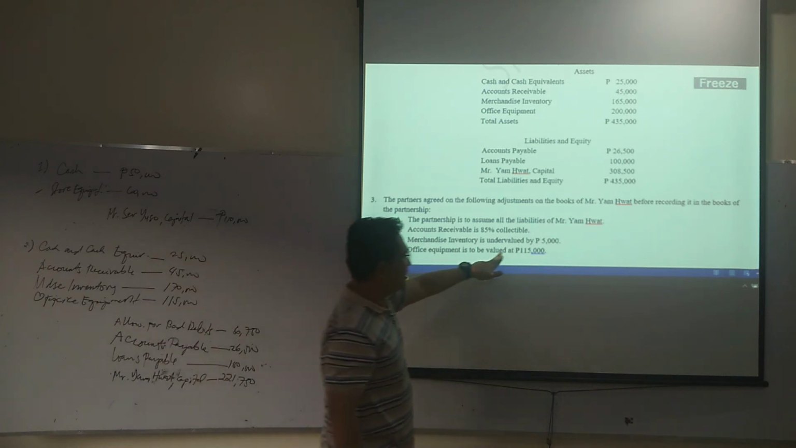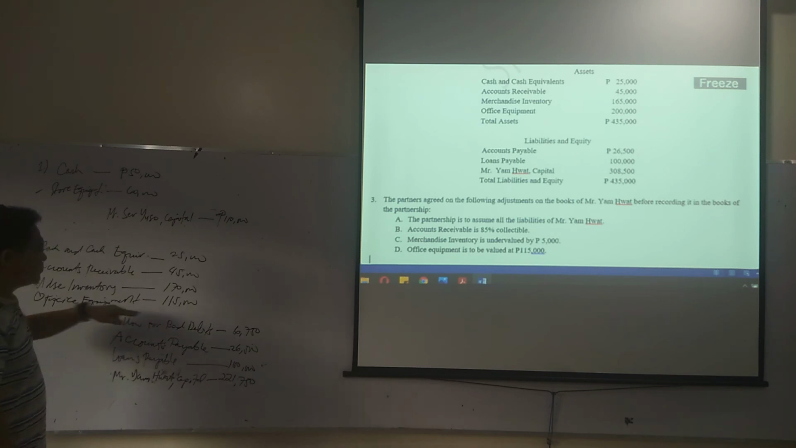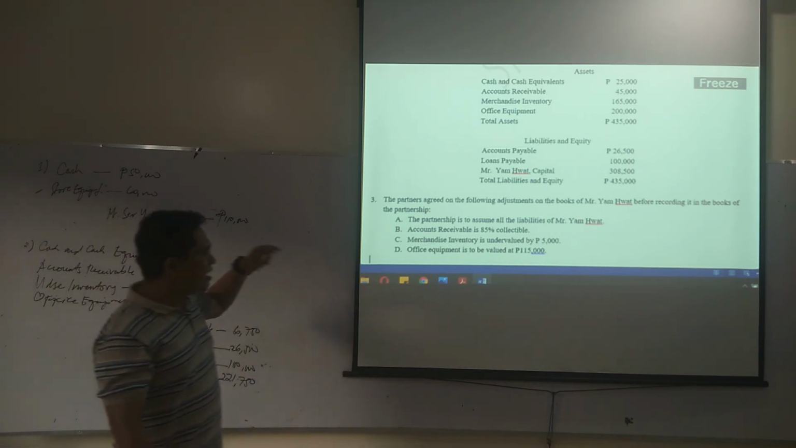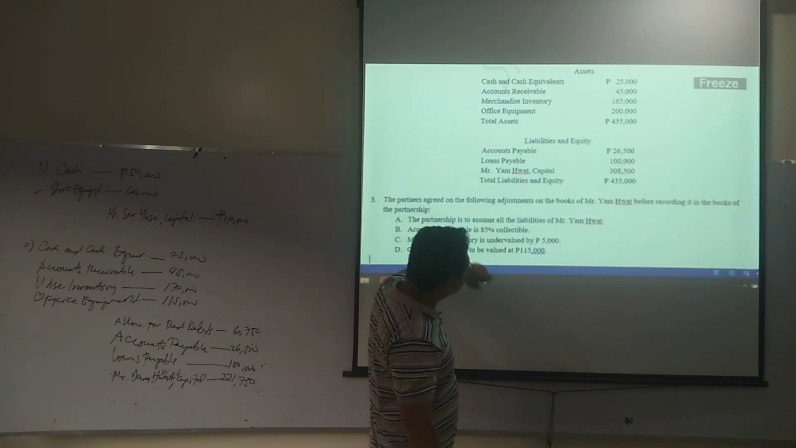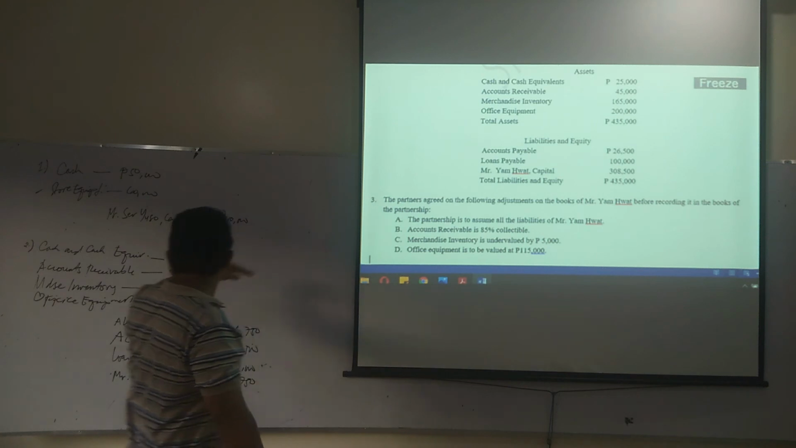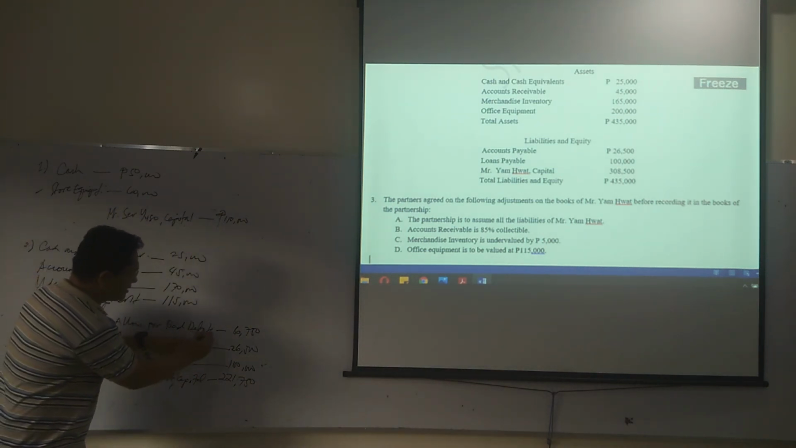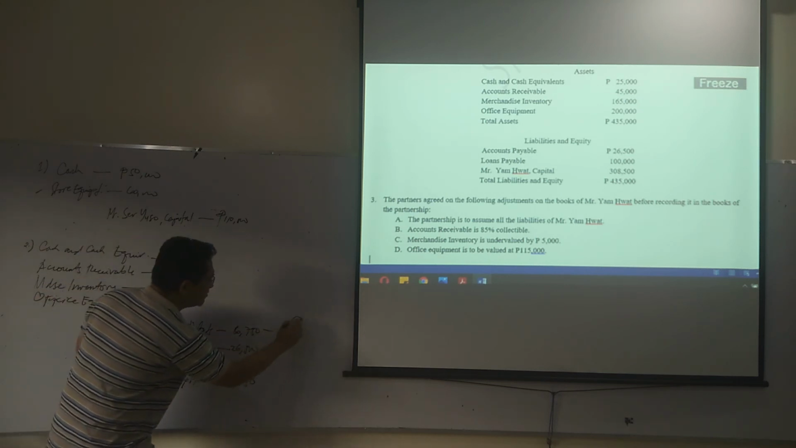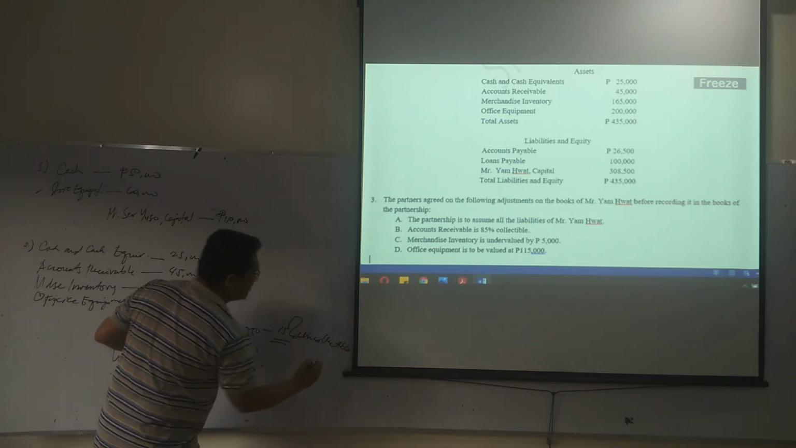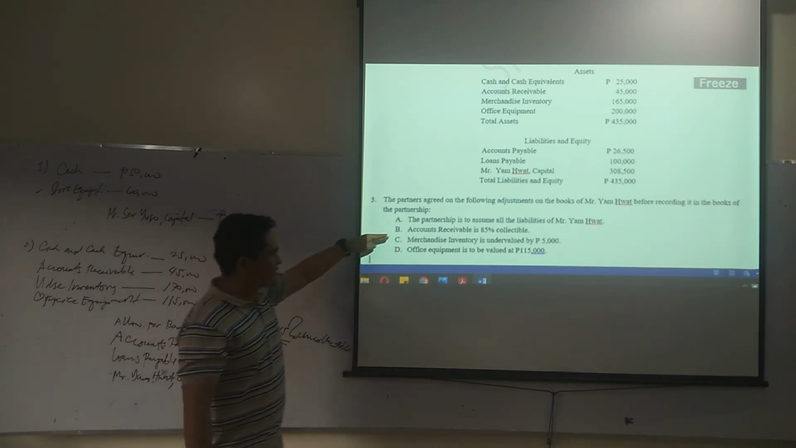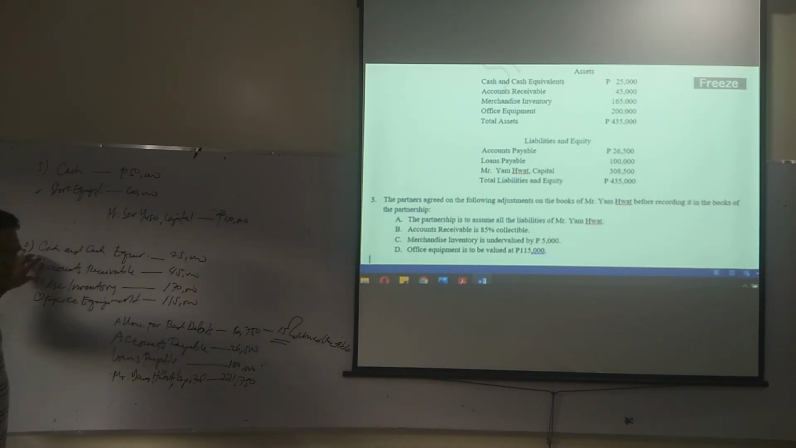Here's another issue. Focus on this. Office equipment is to be valued at 115. So straight away, we record office equipment at 115. While accounts receivable is said to be 85% collectible, we still record accounts receivable at 45,000. Then we provide allowance for bad debts for the 15% uncollectible.